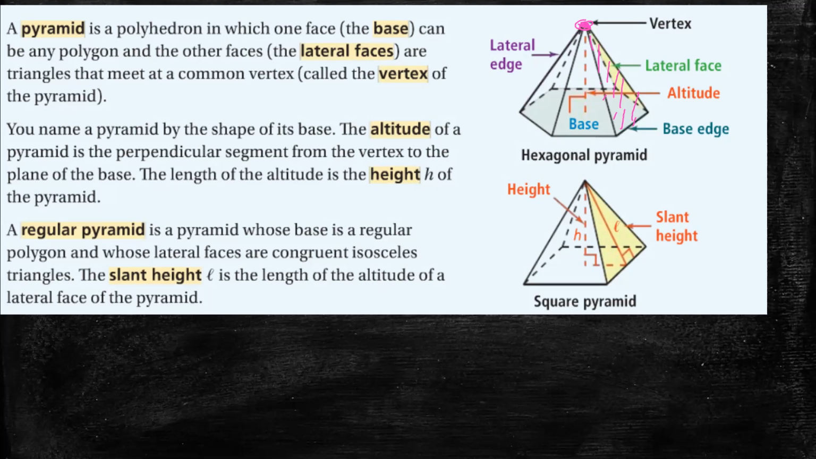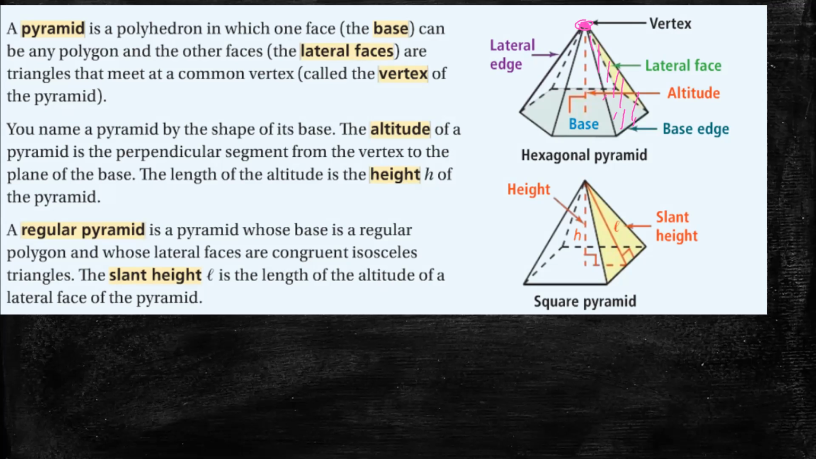Now, for the pyramid, as we did with the prism, we count how many sides are in the base of the prism. If it is 4, we say rectangular prism. If it is 5, we say pentagonal prism, hexagonal prism, triangular prism. Here we have the same. According to the base, we will name the pyramid. We can say triangular pyramid, hexagonal pyramid, square pyramid, and so on. So you name a pyramid by the shape of its base.